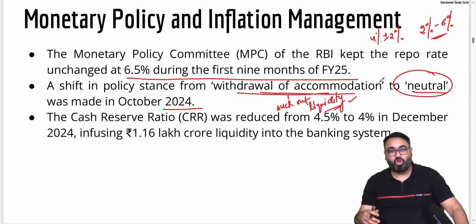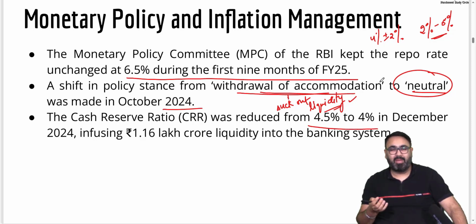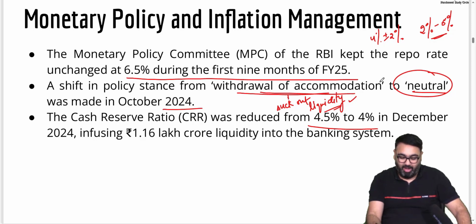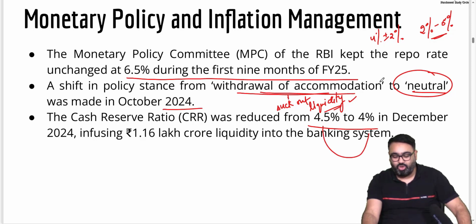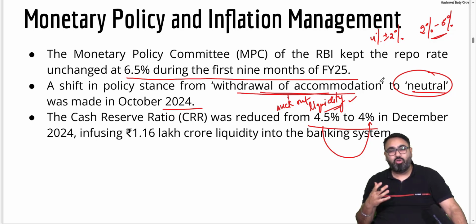Cash reserve ratio was also reduced. Now, as you know, cash reserve ratio means the amount of money that the banks have, which they're supposed to keep in cash, so that it can be used if there is an urgent withdrawal. When the RBI reduces this requirement, for example, RBI said that from 4.5%, now you only have to keep 4% cash with you, it means banks now have more money to give out loans. That means it will increase liquidity in the market.